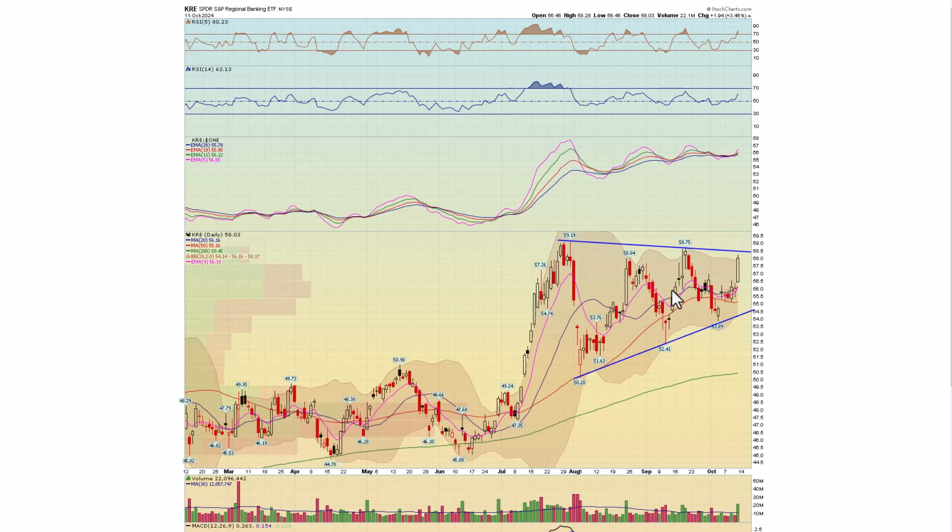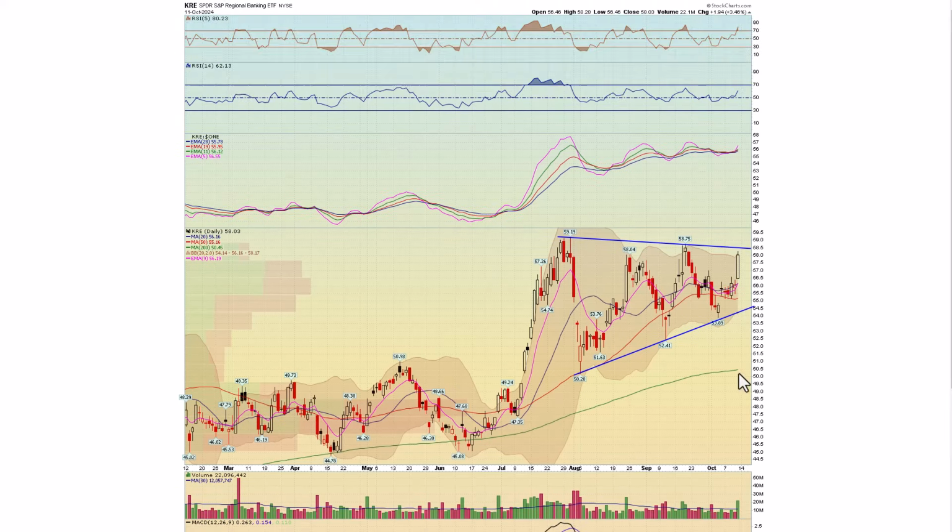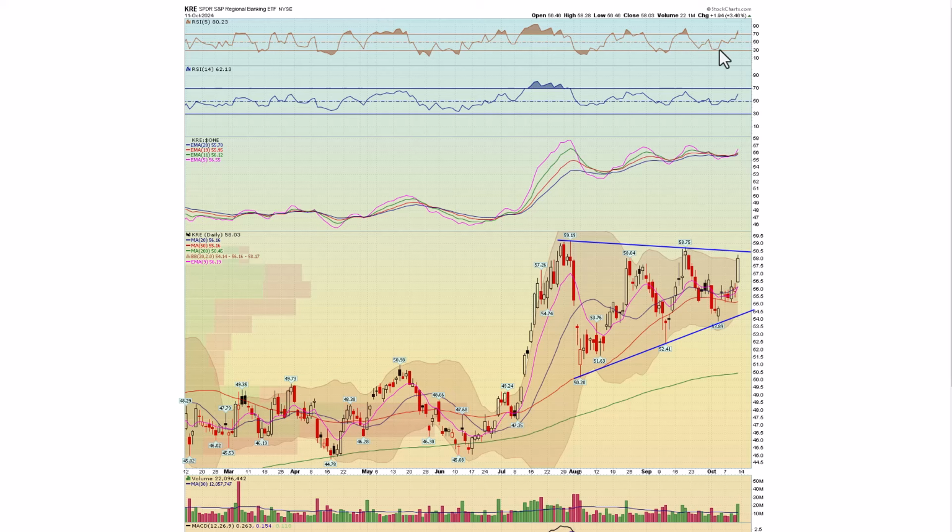Chart 48, KRE. That's the regional bank ETF. It's in an ascending triangle or a symmetrical type triangle here, and has not yet broken out, but it had a big rally on Friday on good volume. This still looks really good.